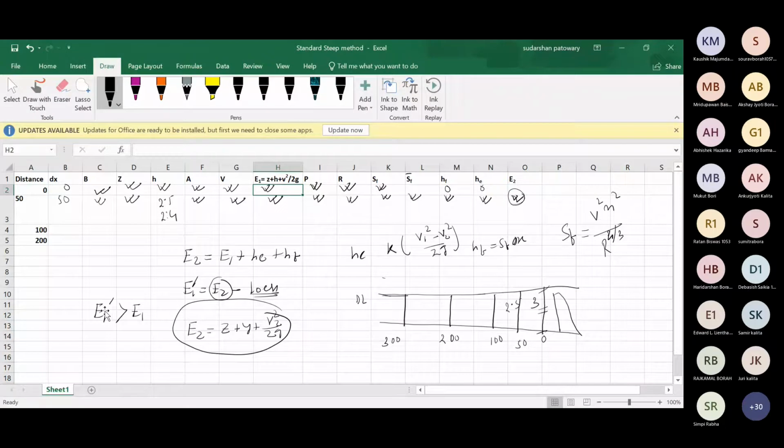Now suppose this E1 dash is less than your E1, then what do you have to do? You have to move to the higher side. That means in the next trial step, you have to increase this water depth. Is it clear to you now? Yes, sir. In this way, in each section, you have to iterate till your E1 dash is equal to E1. Till that point you have to iterate.